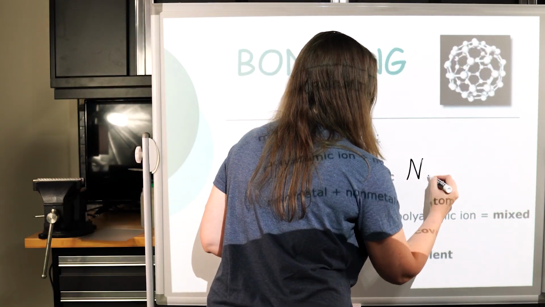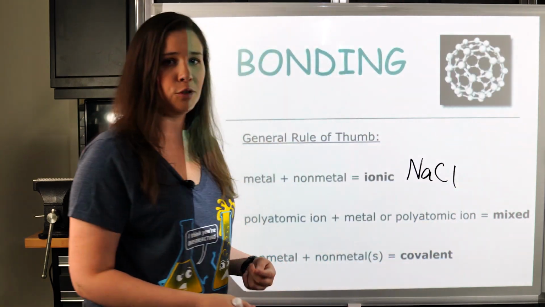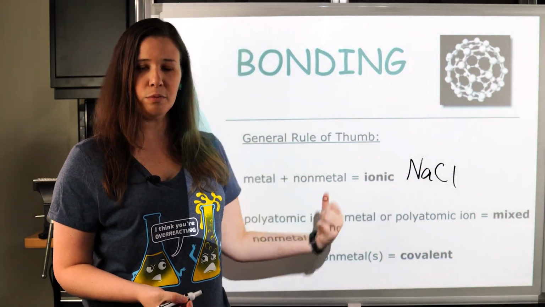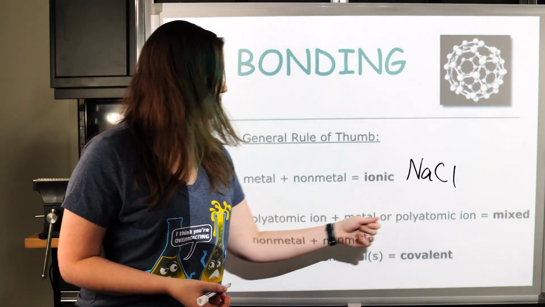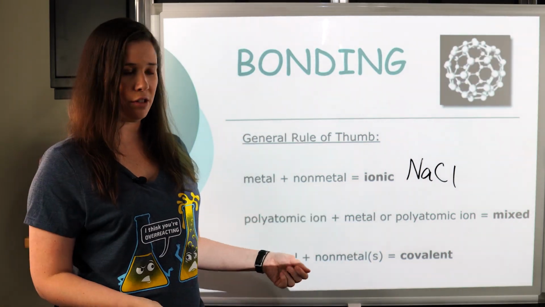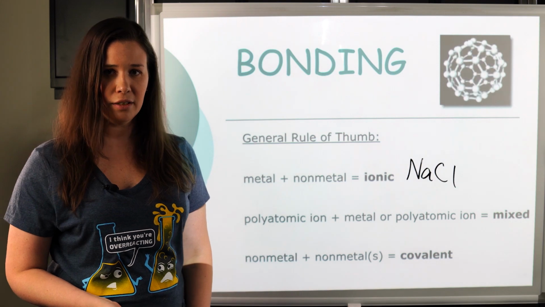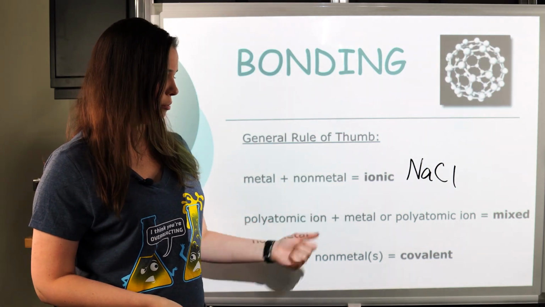An example would be sodium chloride or table salt. Sodium is in group 1, it's a metal, and chlorine is a nonmetal, one of our halogens. So if you put them together, you have an ionic bond, whenever you have a metal and a nonmetal.